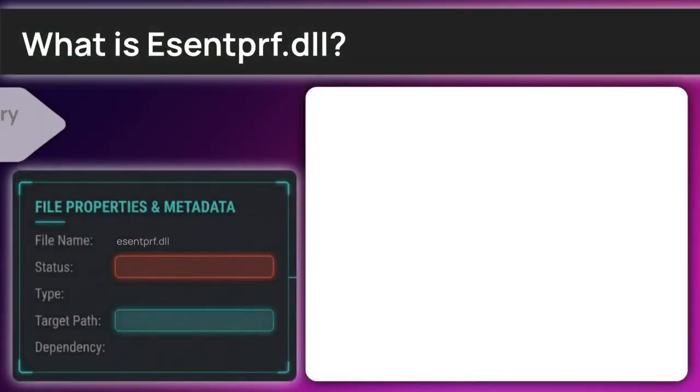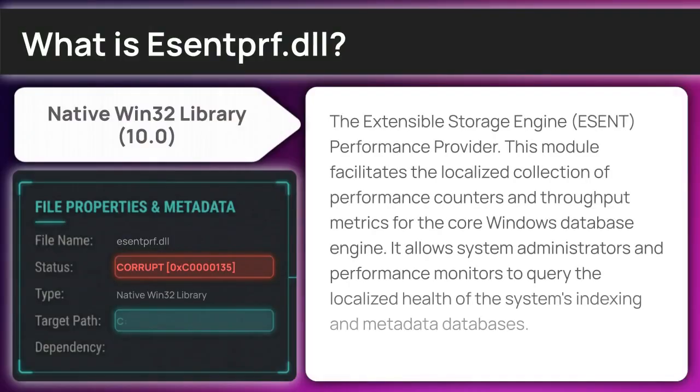This is the Esentprf Library, the Extensible Storage Engine (ESENT) performance provider. This module facilitates the localized collection of performance counters and throughput metrics for the core Windows database engine. It allows system administrators and performance monitors to query the localized health of the system's indexing and metadata databases.